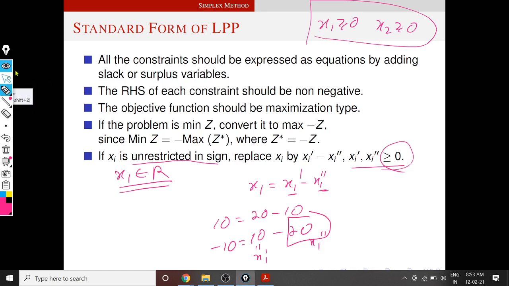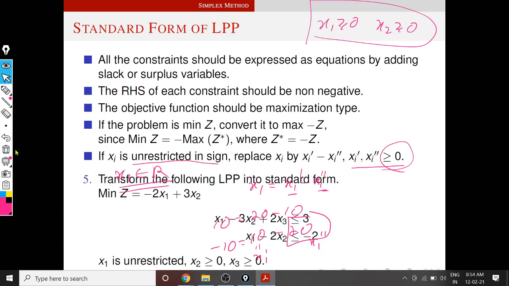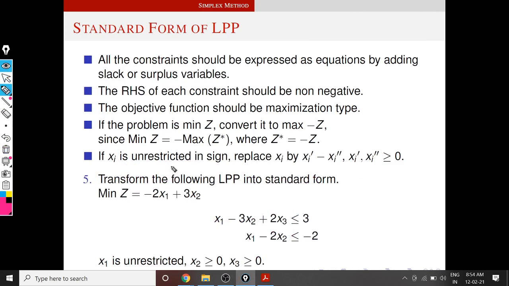So to write the standard form, we have to convert all the unrestricted variables into restricted variables by suitable substitution. These are the conditions for a standard LPP. A standard LPP should satisfy all these conditions. All the inequations should be equations by adding slack and surplus variables. The right hand side should be non-negative and the objective function should be of maximization type. If it is not maximization, then we will convert it into a maximization type. And all the variables should be non-negative. Otherwise, if some variables are unrestricted in sign, then we have to convert such variables in terms of non-negative variables by substituting xi by xi dash minus xi double dash.